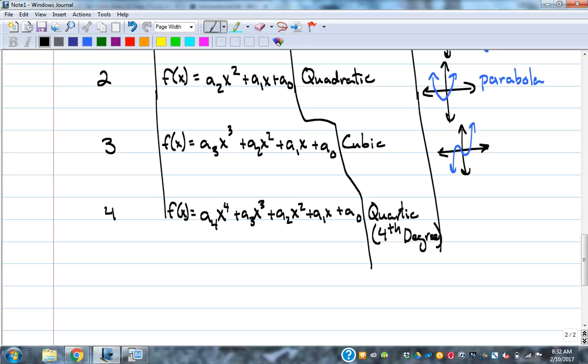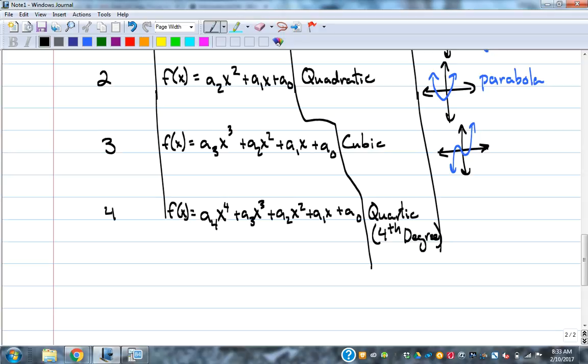You can call it quartic, Q-U-A-R-T-I-C, or most of the time you're going to hear me call it a fourth degree polynomial. That's what I've always called it. Most mathematicians don't call them quartics unless they're just showing off. It is possible that you go to a calculus class and they call them that, but I doubt it. Fourth degree polynomial. Degree 4.